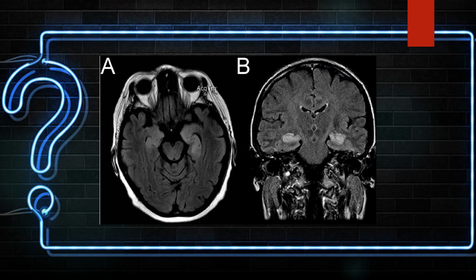This is image 3 for the episode number 3. There is something abnormal that you need to identify in these images. Axial FLAIR image and coronal FLAIR image of MRI brain showing something.